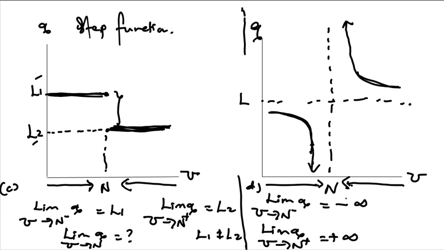Now you can see here that from left and right, it doesn't give you the same answer for the limit of Q. So what can we say here? The limit doesn't exist. It's very clear that minus infinity is not the same as infinity. So the limit doesn't exist. Here is one example.